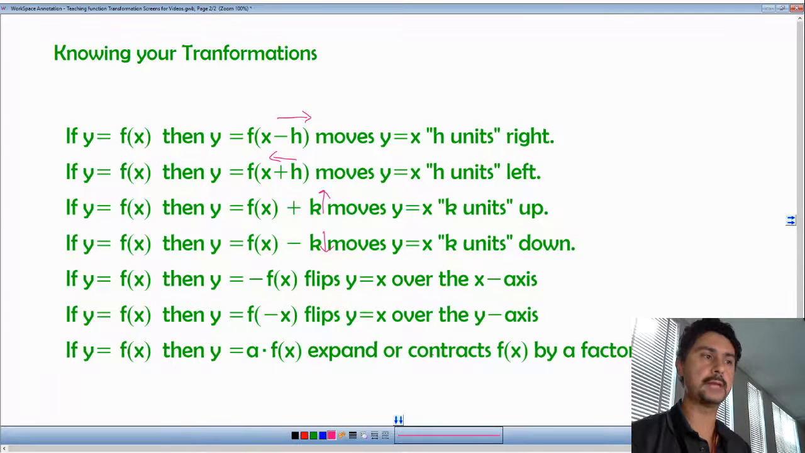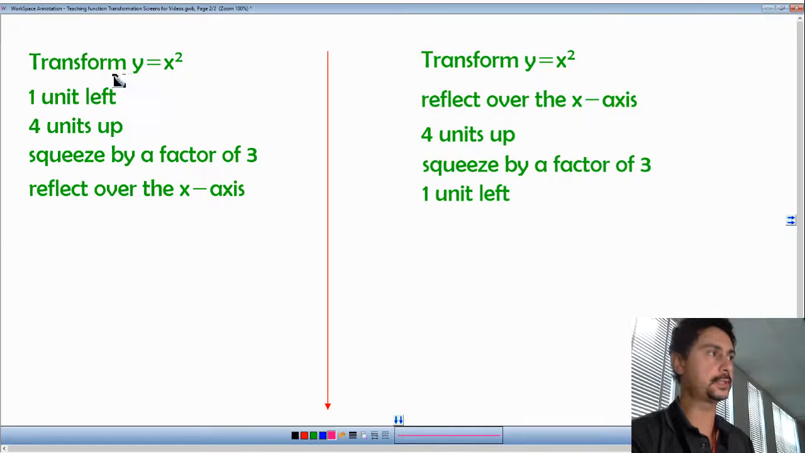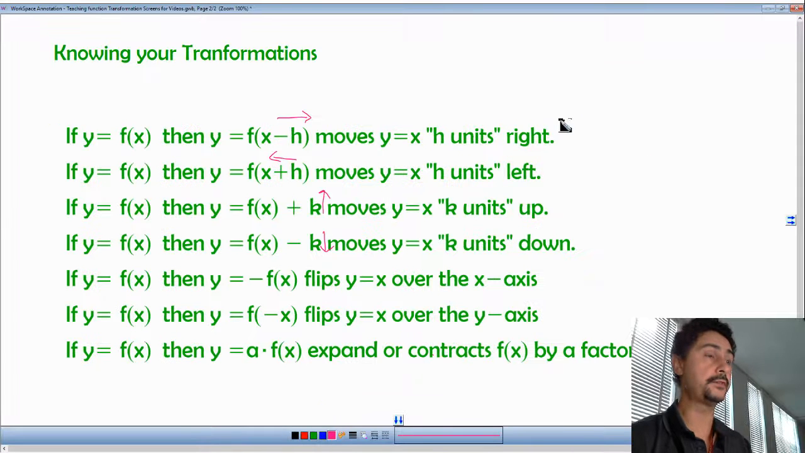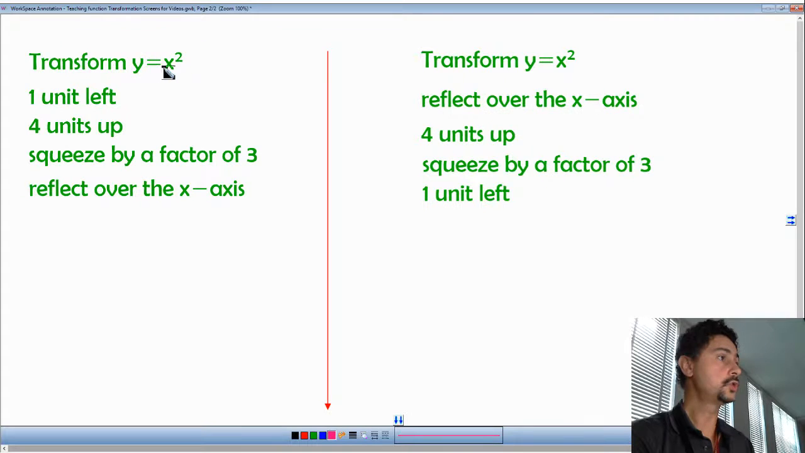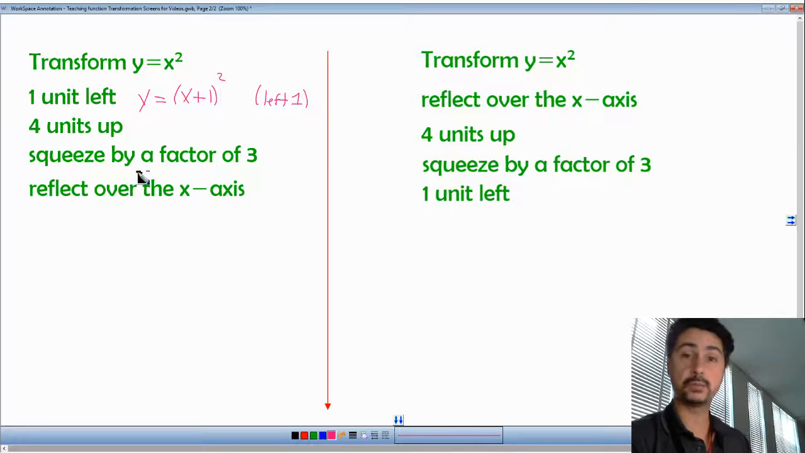So let's talk about 2 types of problems. One of the problems is: transform y equals x squared, 1 unit left, 4 units up, squeeze by a factor of 3, then reflect over the x-axis. Well, you just have to remember what the first thing is. It says 1 unit left. So you're looking for left, and you're looking for an x plus h in parentheses. That means I look at this x and rewrite the equation as y equals x plus 1 squared. That helps us go left 1. That's what the note said.